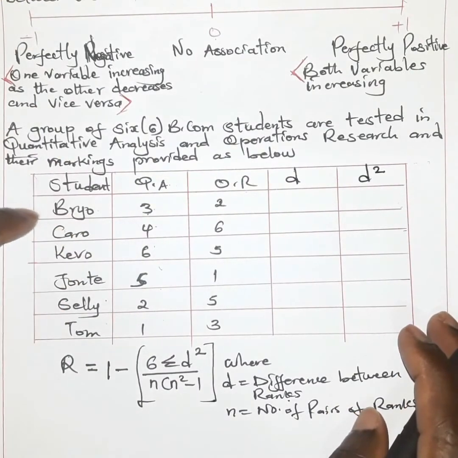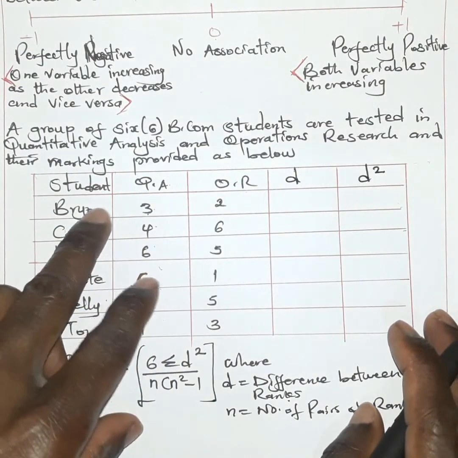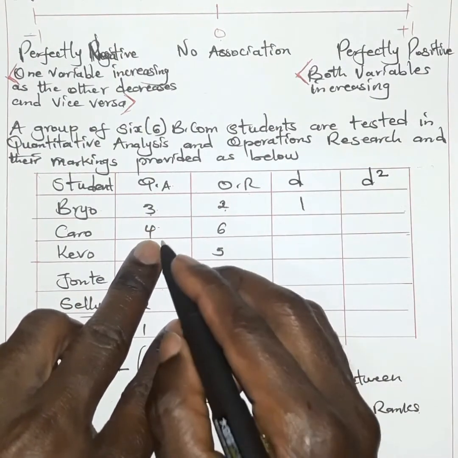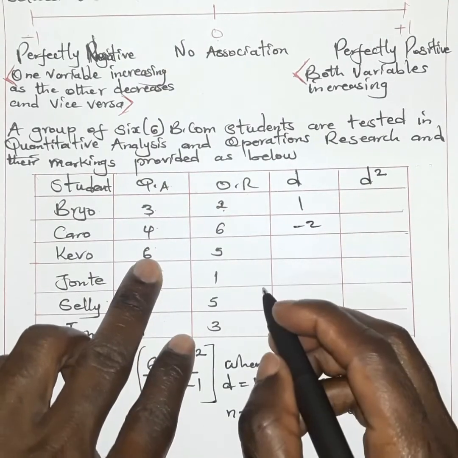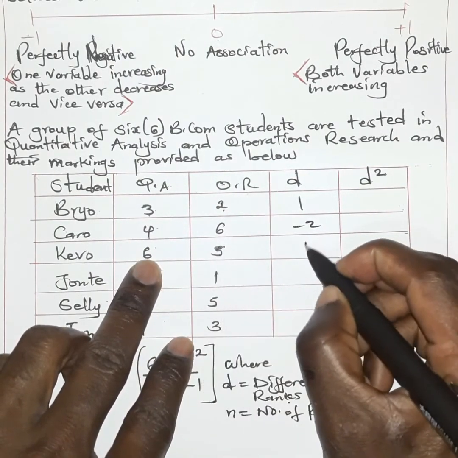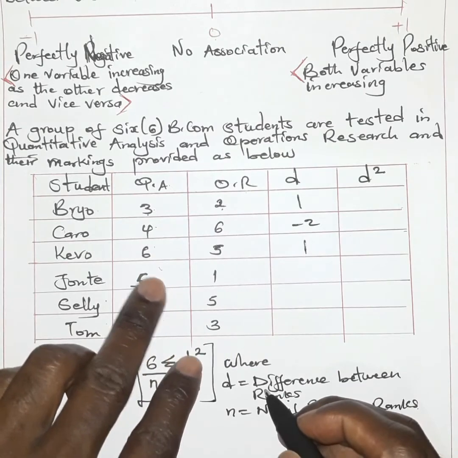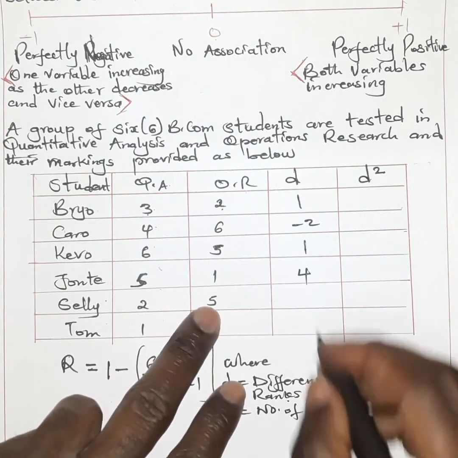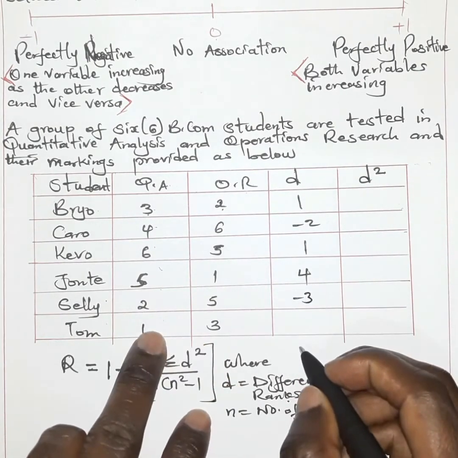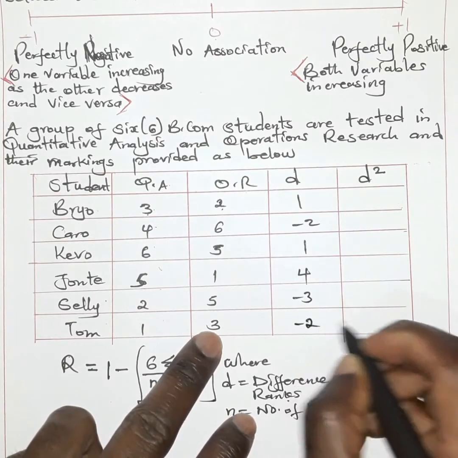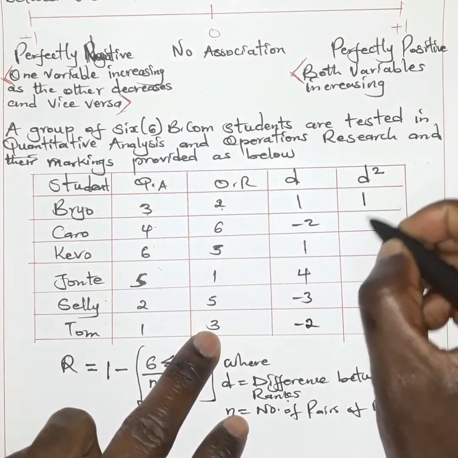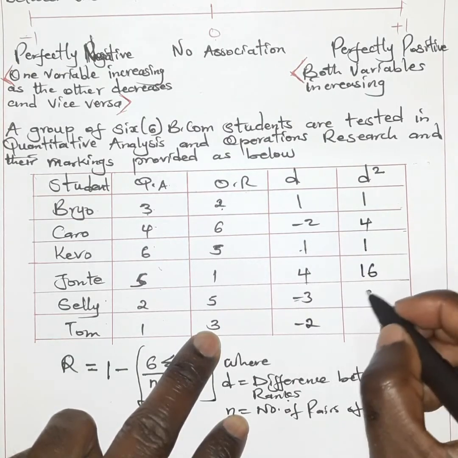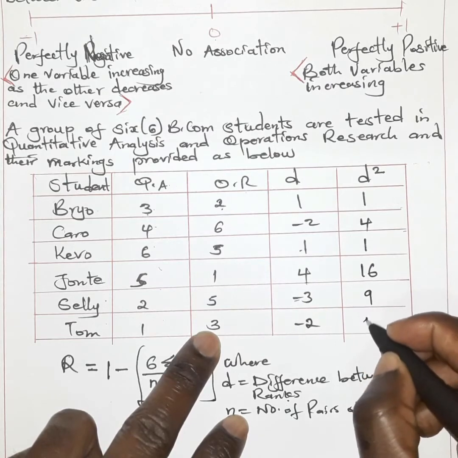The difference between the ranks for Brayo in the two subjects is 3 minus 2, which is 1. Then 4 minus 6, which is negative 2. 6 minus 5, which is 1. Then 5 minus 1, which is 4. 2 minus 5, which is negative 3. And 1 minus 2, which is negative 2. Squaring, we get 1, 4, 1, 16, 9, and finally 4.